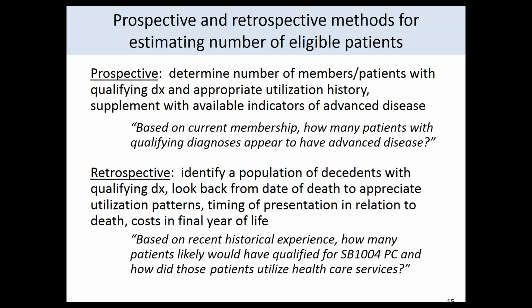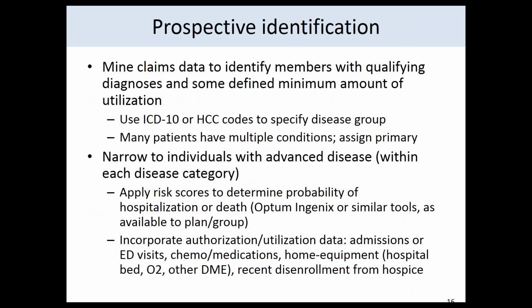And then there's also a retrospective method where you identify a population of decedents with the qualifying diagnoses, and you look back from the date of death to appreciate how these individuals used healthcare services in the final year of life, the timing of their presentation in relation to death, the costs in the final year of life. So you can generate quite a few metrics to describe what their healthcare interaction experience was like, and you can be pretty confident that they had advanced disease because it's a decedent population. So the way that you would reframe this as a question if you're doing a retrospective assessment is, based on recent historical experience, how many patients likely would have qualified for SB 1004 palliative care, and how did those patients utilize healthcare services? So you can look at your current enrollment and make an estimate using a prospective method, or you can identify a population of decedents and make your estimate based on a retrospective analysis. Next slide, please.